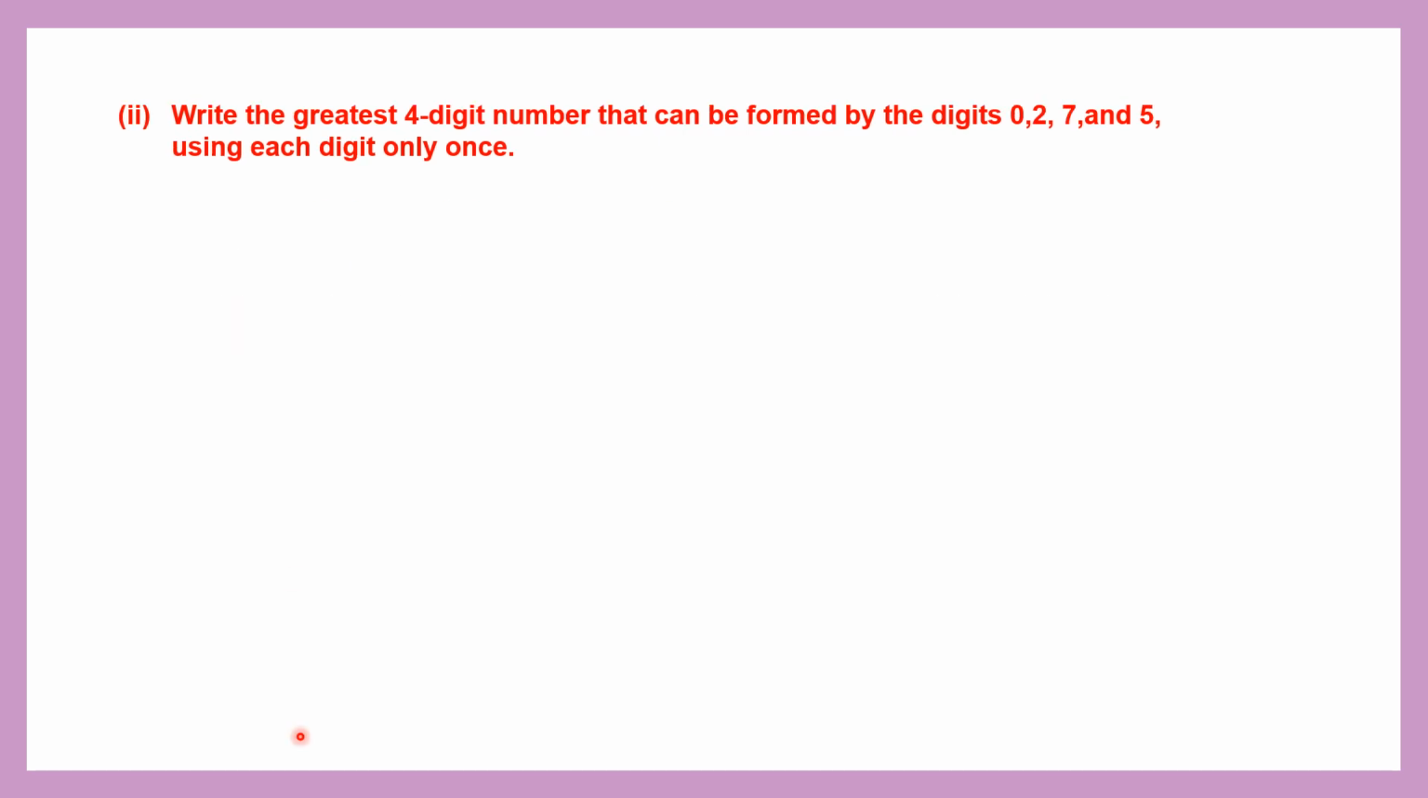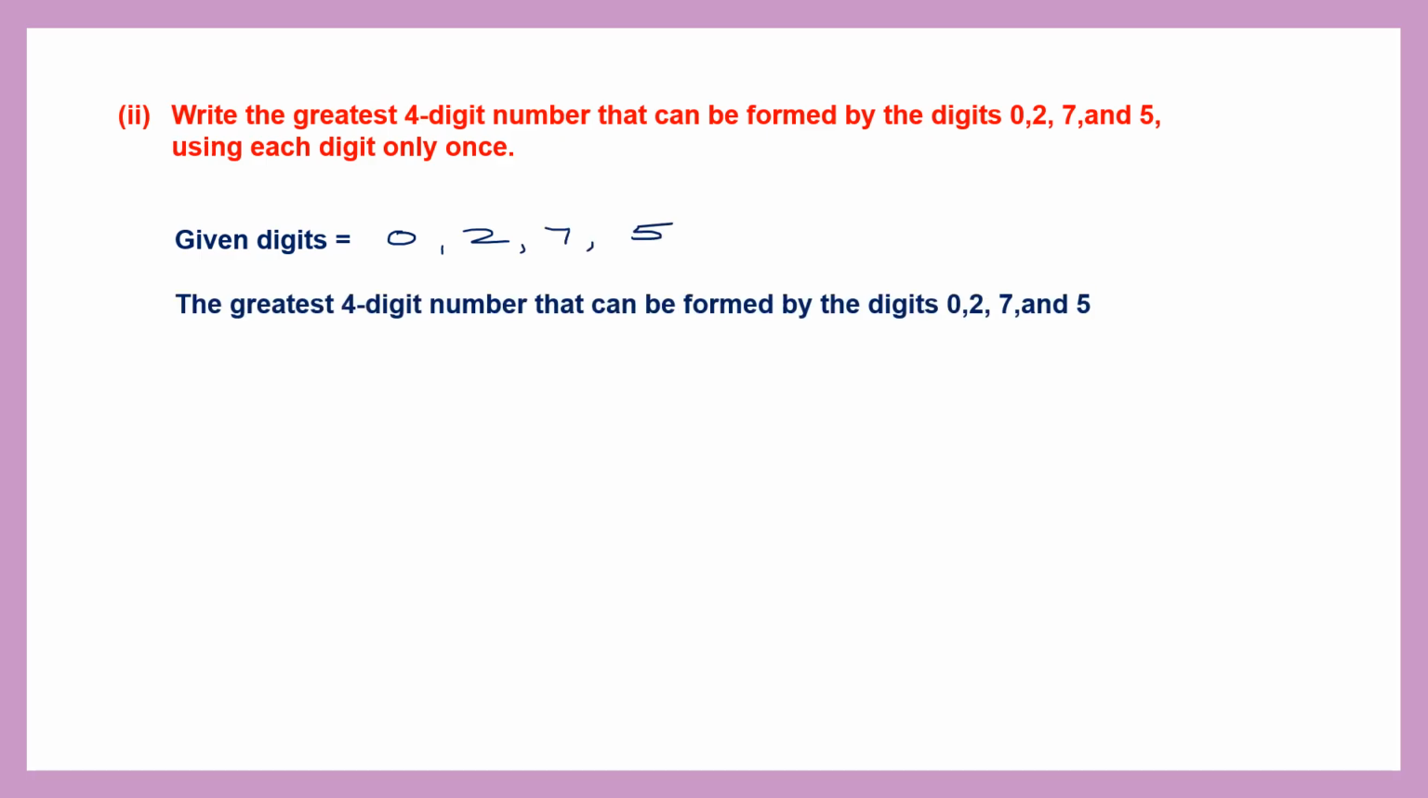This time we have to write the greatest four-digit number using these digits given to us only once. The digits are 0, 2, 7 and 5. When we write the greatest, we start from big to small, or we arrange the digits in descending order. So the biggest is 7, then 5, then 2 and 0. So the number is 7520.